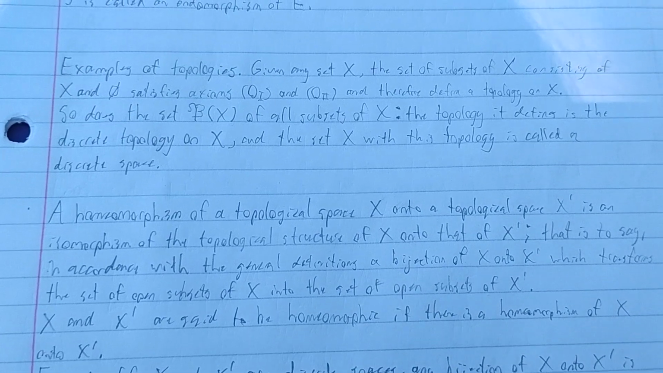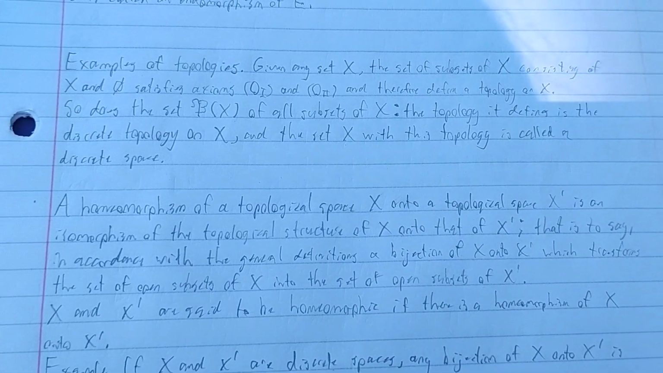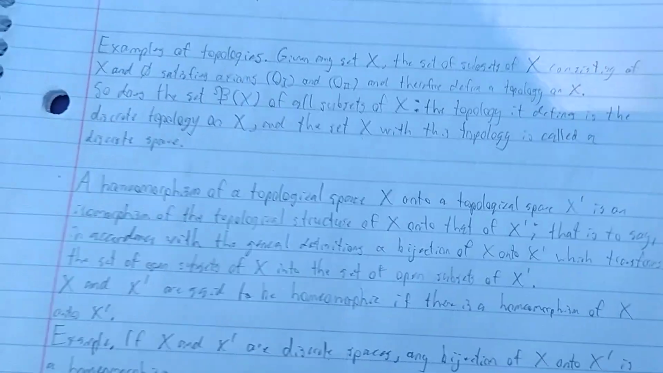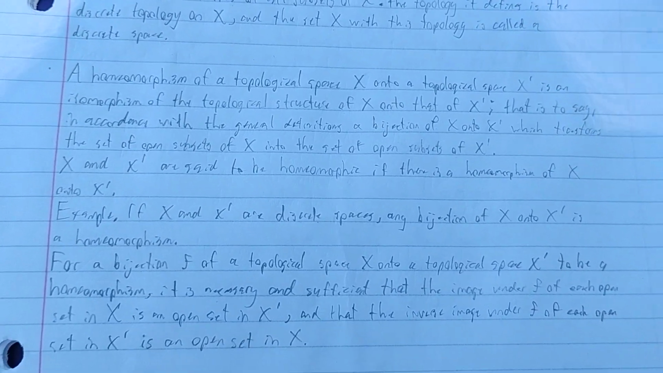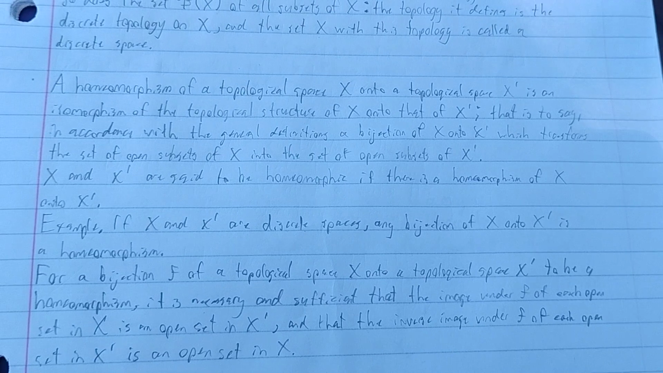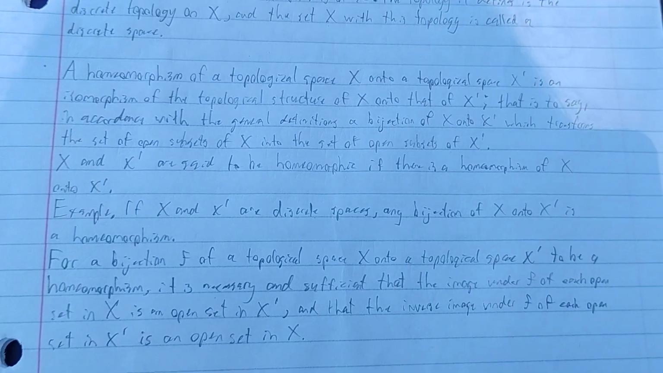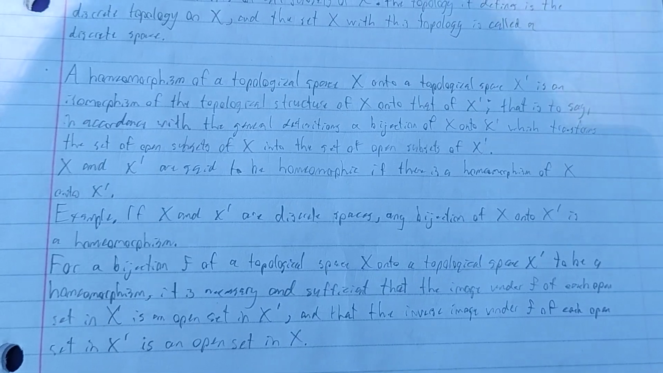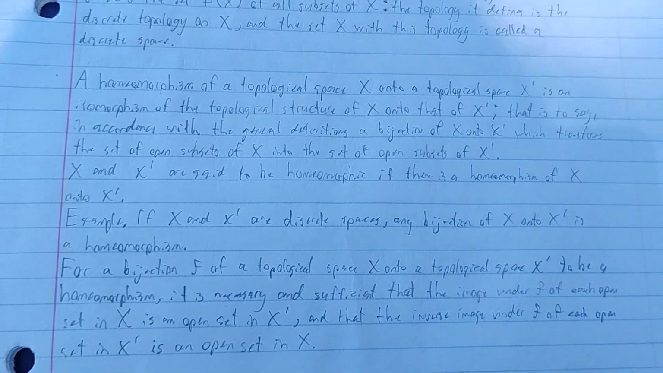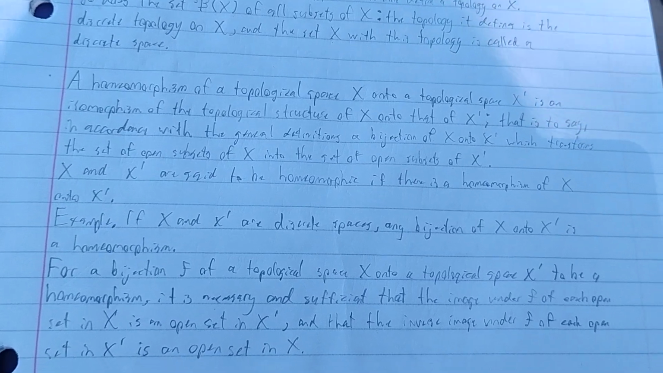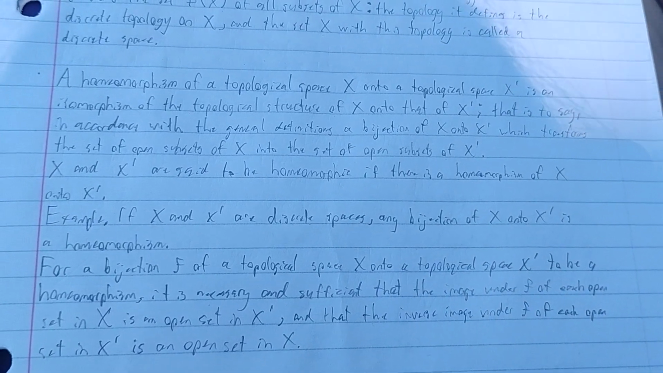The latter is called the discrete topology on X, and the set X with the topology is called a discrete space. So a homeomorphism of a topological space X onto a topological space X' is an isomorphism of the topological structure of X onto that of X'. That is to say, in accordance with the general definitions, a bijection of X onto X' which transforms the set of open subsets of X into the set of open subsets of X'. X and X' are said to be homeomorphic if there is a homeomorphism of X onto X'.